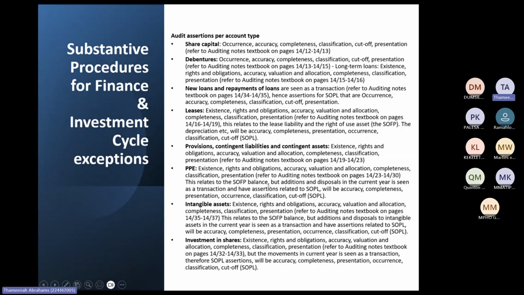But if you look at it, you'll see that additions and disposals in the current year are seen as a transaction. So if a scenario tells you there's an addition and a disposal, then please guys, don't discuss assertions relating to SOFP, but discuss assertions relating to transactions. And also depreciation, of course, will be the same with intangible assets. So intangible assets is a statement of financial position item, but additions and disposals to intangible assets would be seen as a transaction.